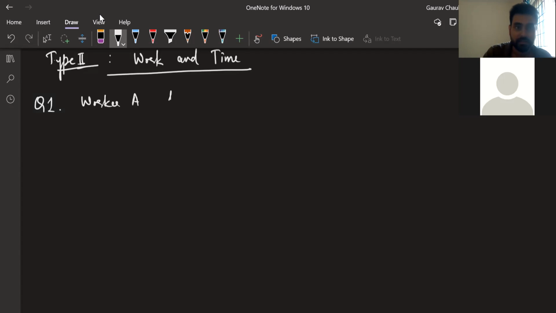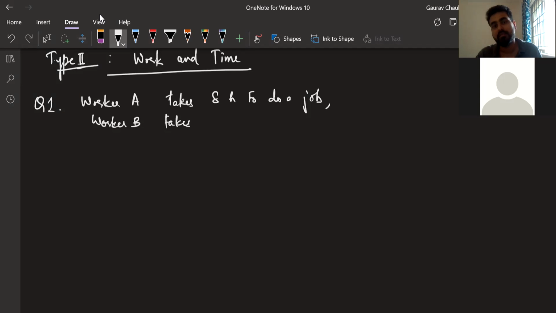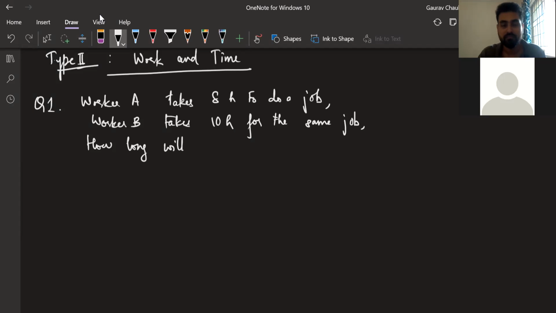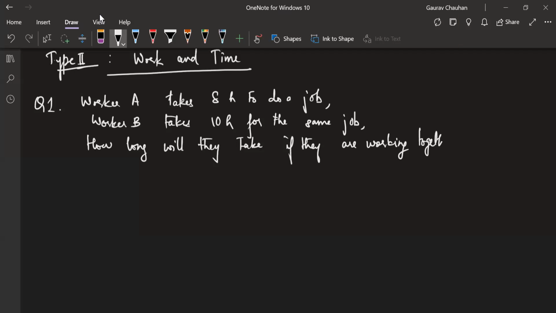So I want you to copy down question 1 in this type. Please copy along with me. Worker A takes 8 hours to do a job. Worker B takes 10 hours for the same job. How long will they take if they are working together but independently? Please take this question down. I'll give you 30 seconds. 1 minute. Please be quick.